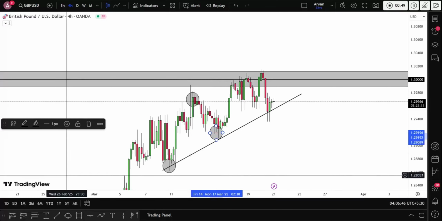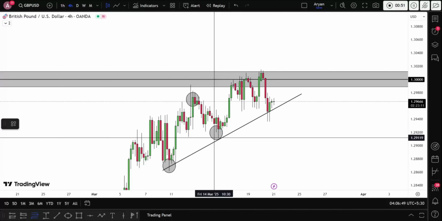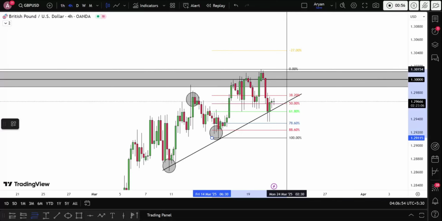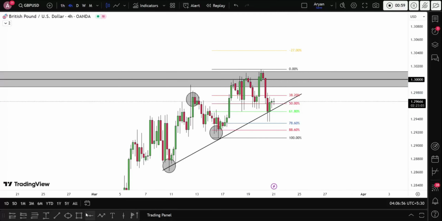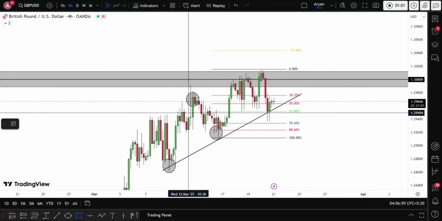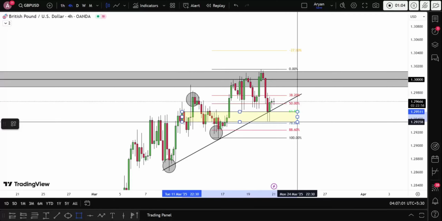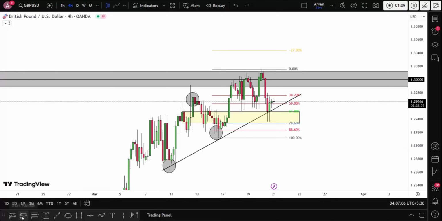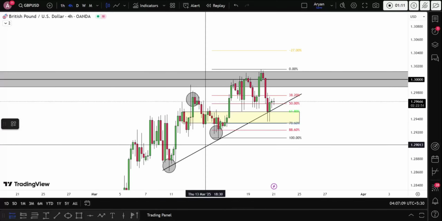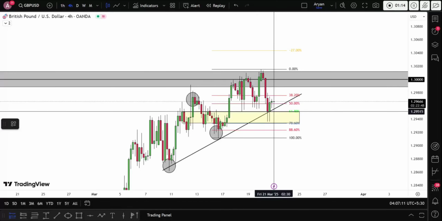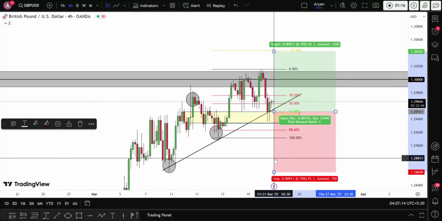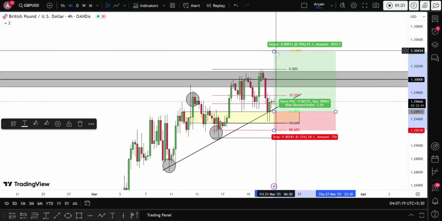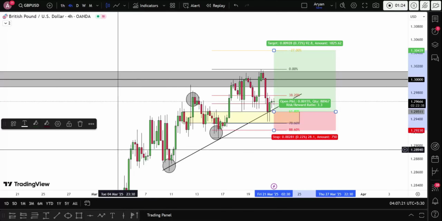Now we draw the Fibonacci A to B, last higher low to higher high. And this is the retest level, 61%. This is the retest level where the market retests again, because it's already retested, but we are waiting for a retest again. And stop loss is 88% and target is 37% of Fibonacci.